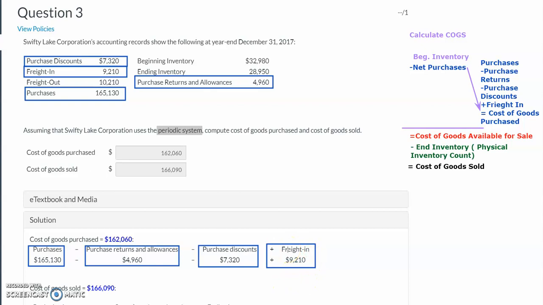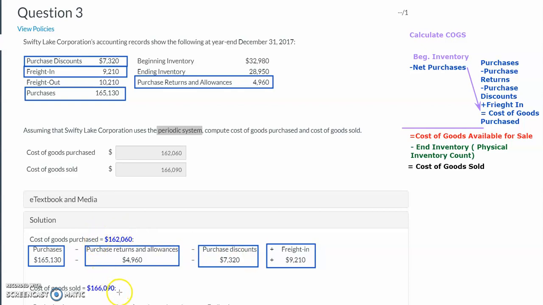The freight in is different from the freight out. The freight out is going to be from the seller's side if they needed to pay a third-party freight carrier to transport that inventory when sold. And according to our textbook, this is going to be considered a selling expense as part of the operating expenses section of our multi-step income statement. So that's how we're going to get our cost of goods purchased.